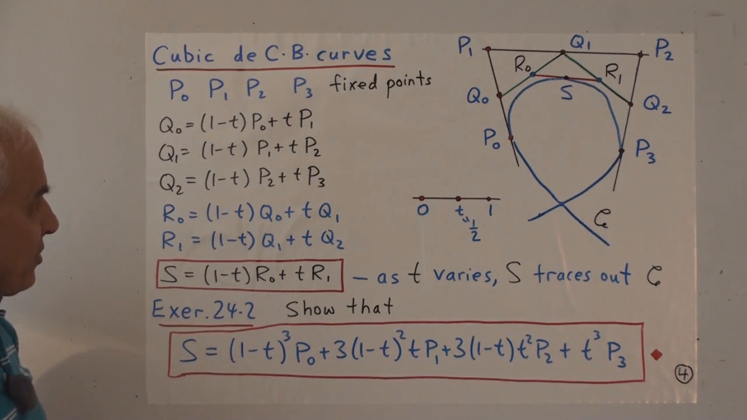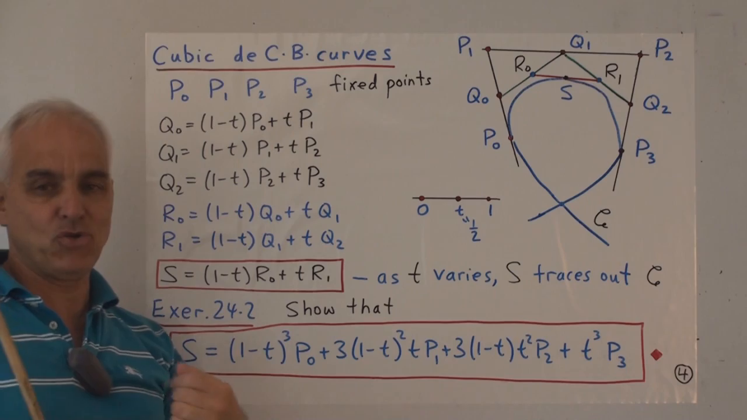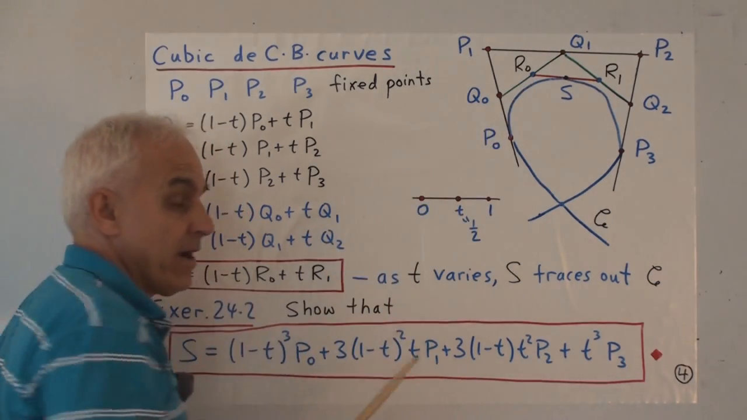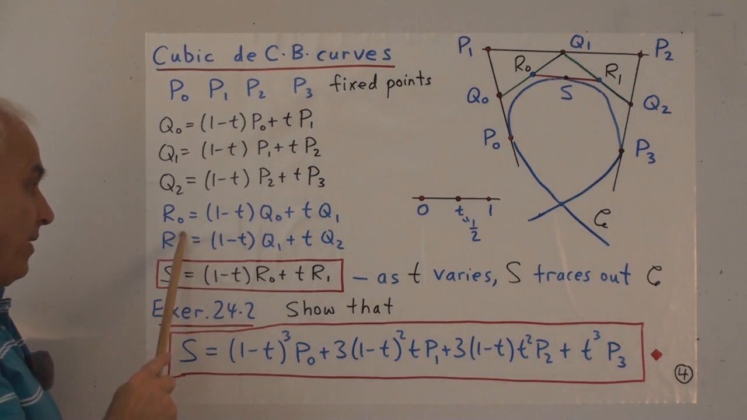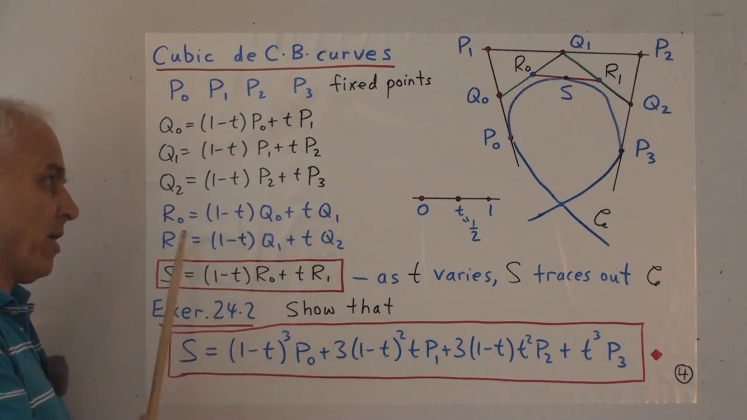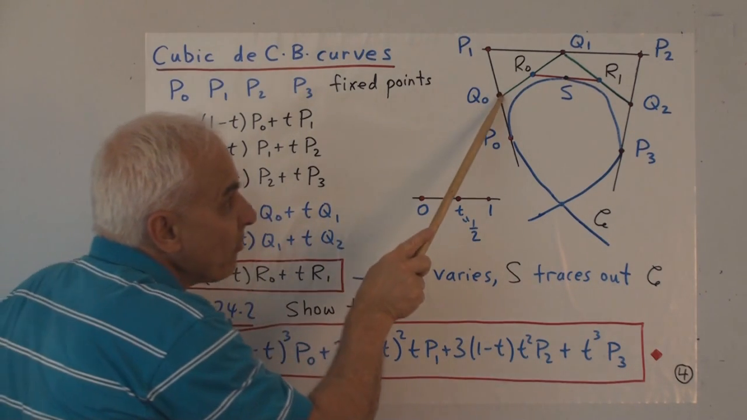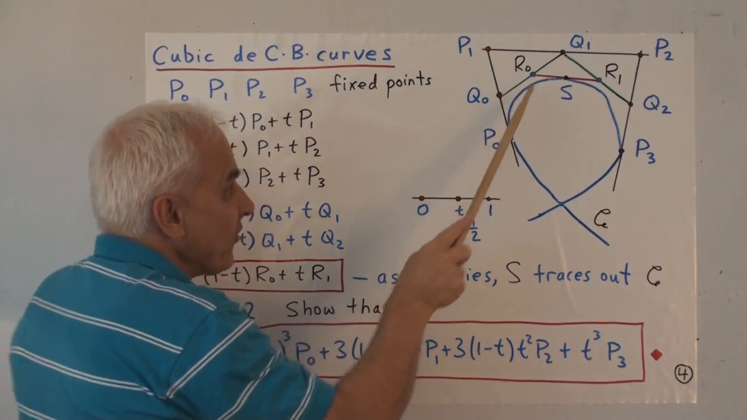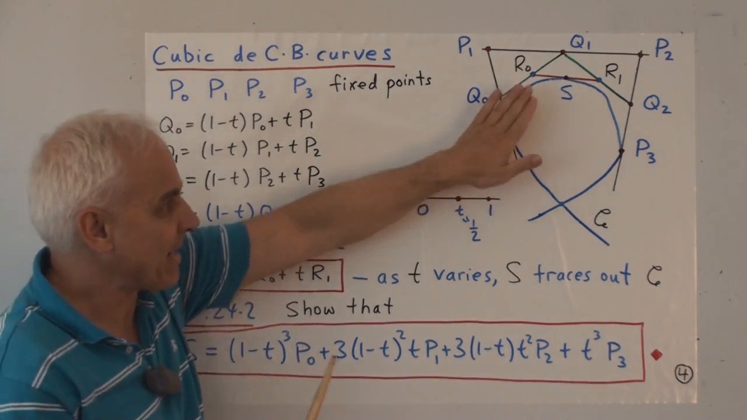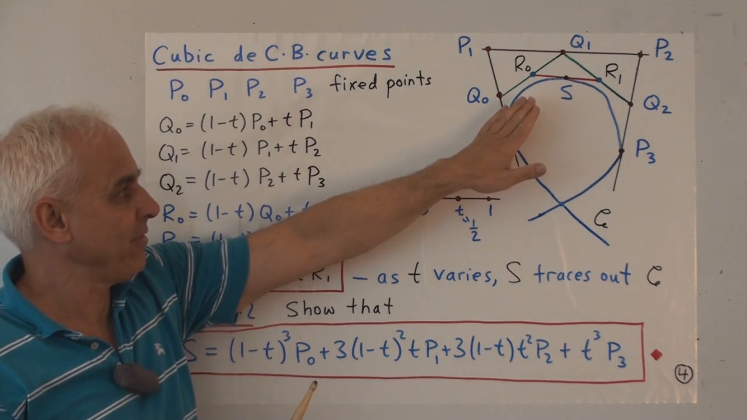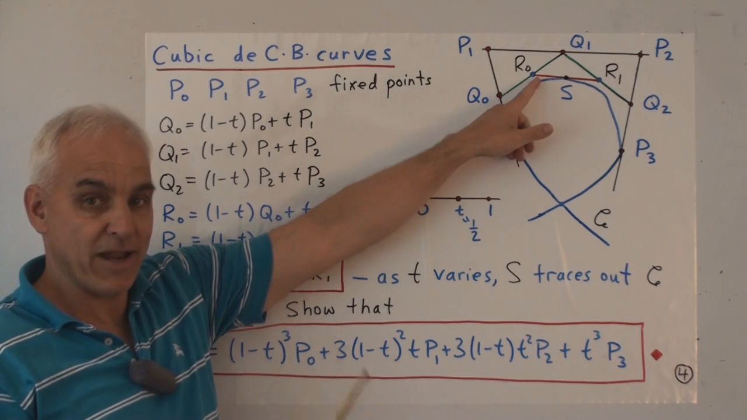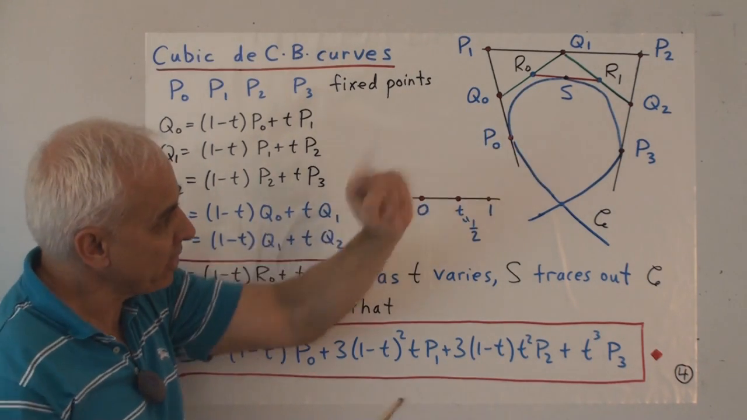Okay, now we create the intermediate points between the Q's. So between Q0 and Q1, we define the point R0, again, by just the same formula, the same convex combination of Q0 and Q1. So R0 is moving from here to here, as Q0 and Q1 themselves are moving. That's exactly the same thing that we did in the quadratic case. And previously we used that point to trace out the quadratic curve. But we're going to do more this time.